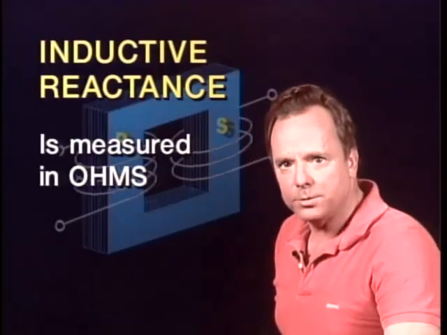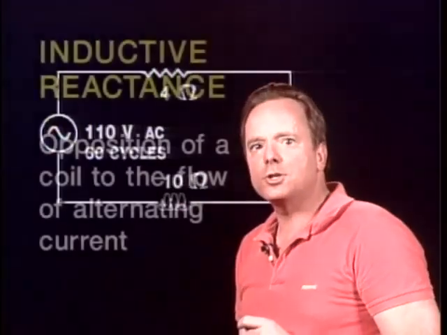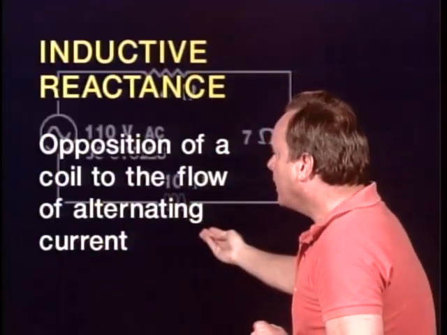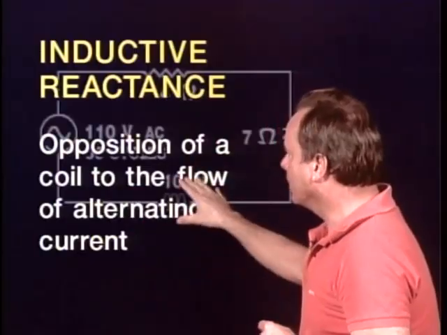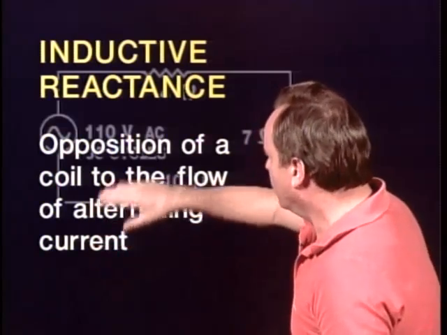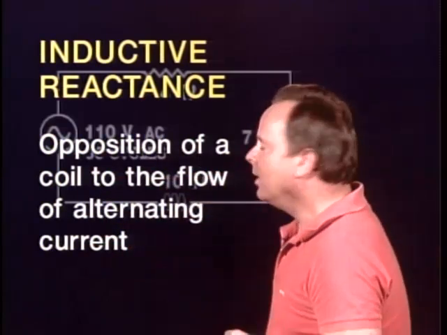The unit is ohms. What is inductive reactance? Well, inductive reactance is the opposition of a coil to the flow of alternating current. It tends to slow the current down. And remember, it makes the current flow 90 degrees later than the voltage.